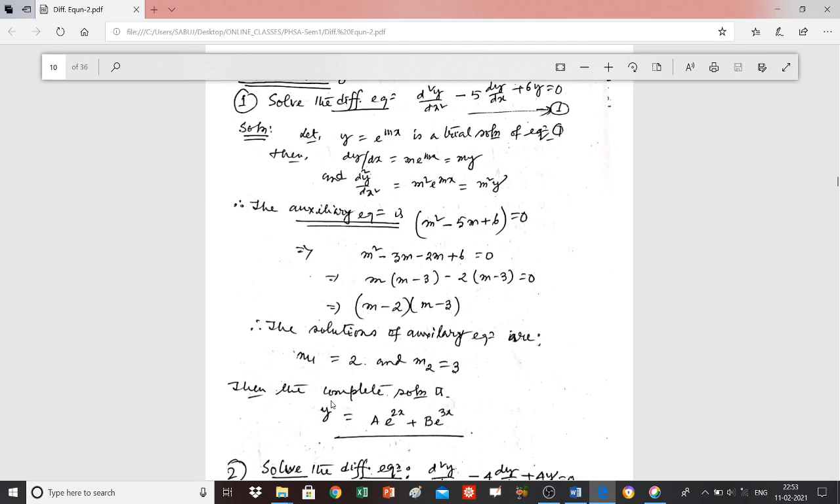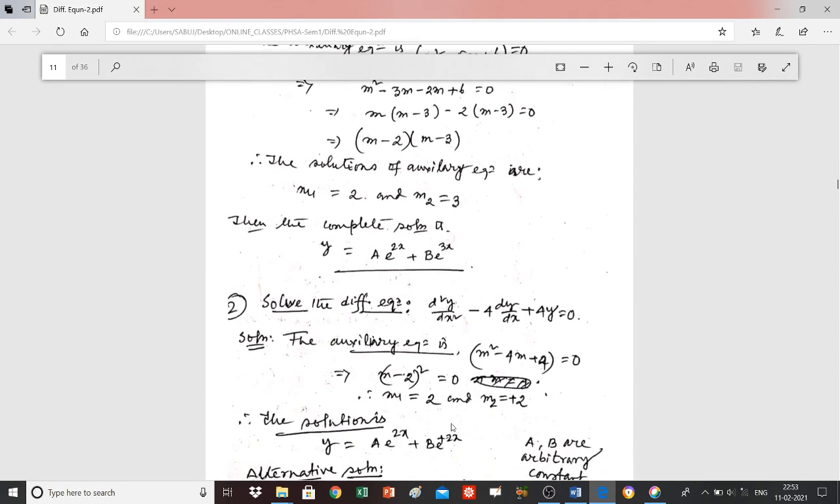So the solution will be y is equal to a e to the power m1x plus b e to the power m2x. Here m1 is 2 and m2 is 3. So y is equal to a e to the 2x plus b e to the 3x. So this is the solution.